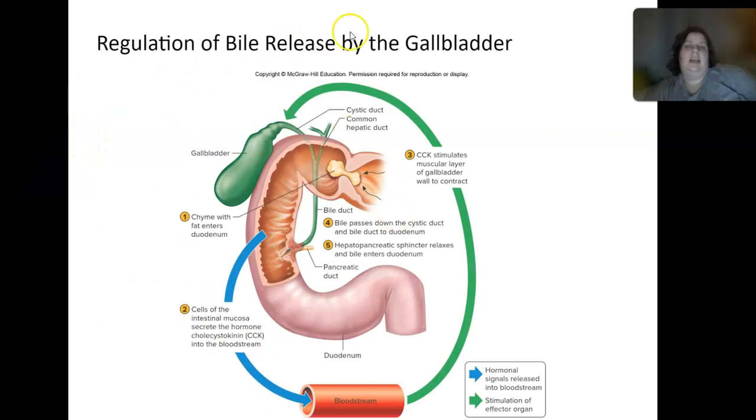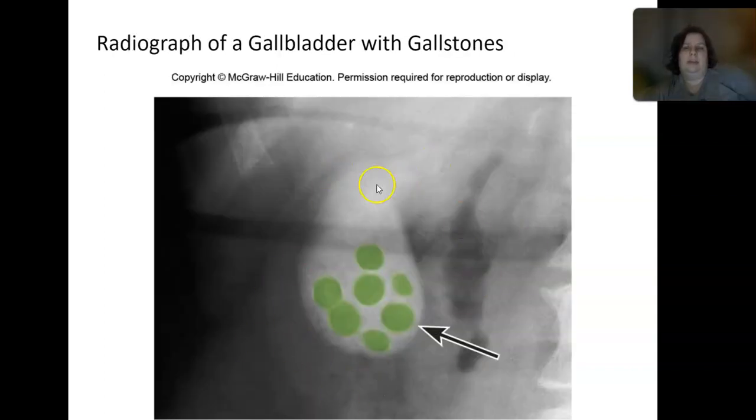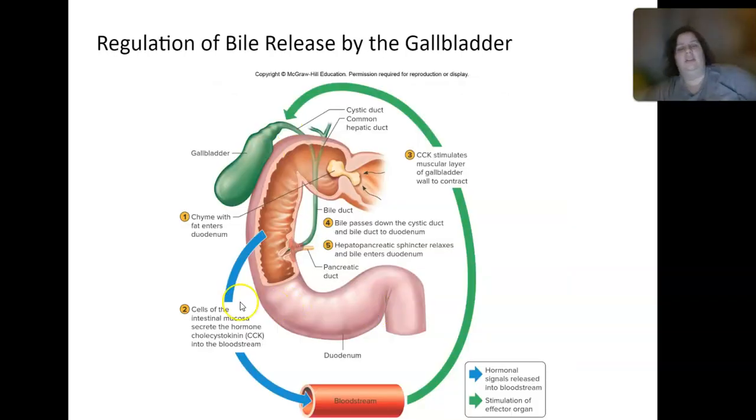Here is a diagram of how it goes. Stuff enters, and then your gallbladder releases your bile, and it breaks down your chyme. Here's a picture of gallstones. They have to be cut out because there's no way to pass them through this tiny tube.